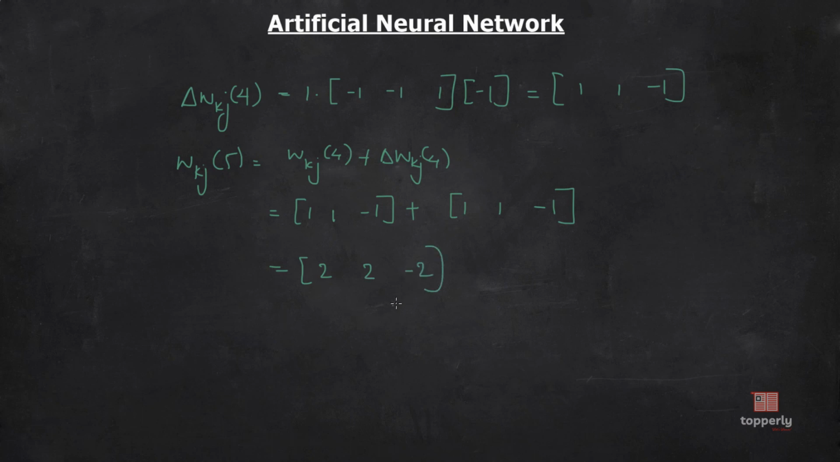So, for the implementation of logical AND gate using Hebbian mechanism, we have the final weight of the system as W11 as 2, W12 as 2, and W13 as minus 2, where the inputs are x1, x2, and x3, where x3 is the bias, okay, and the output is y1, right? Thus, we have implemented the AND gate.